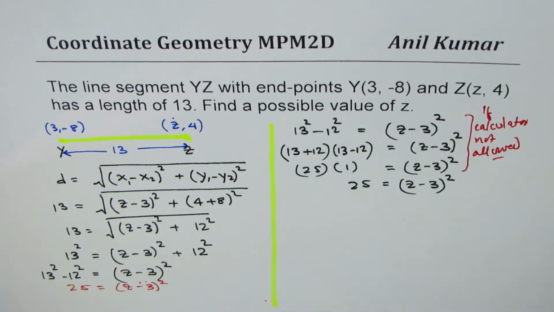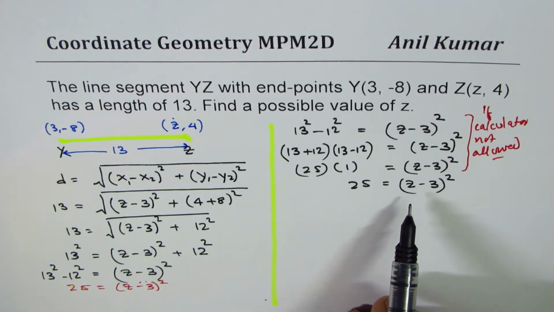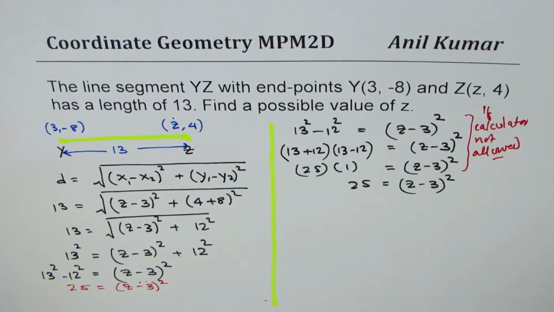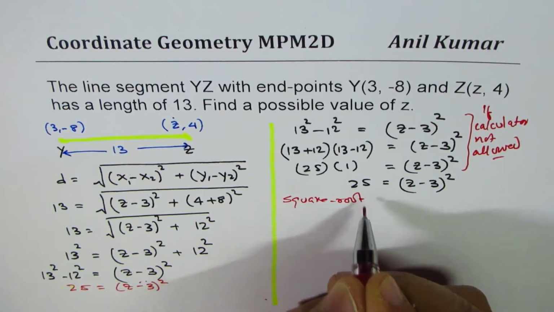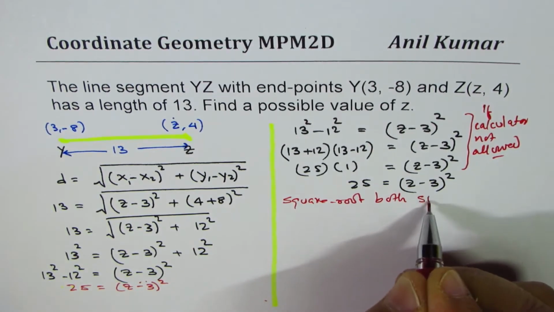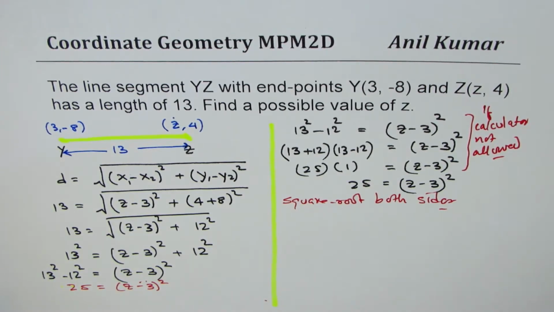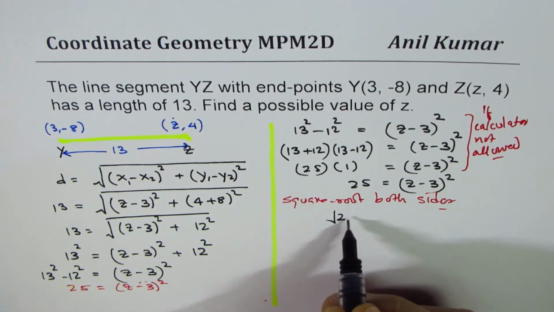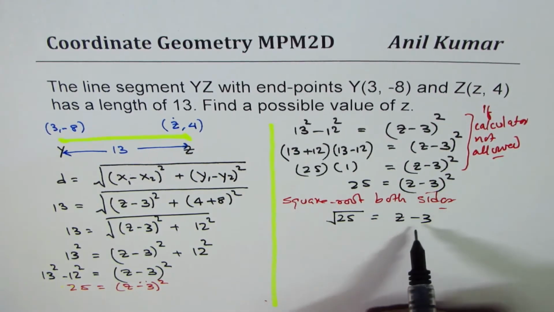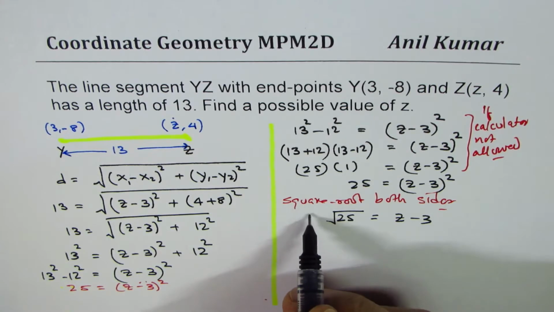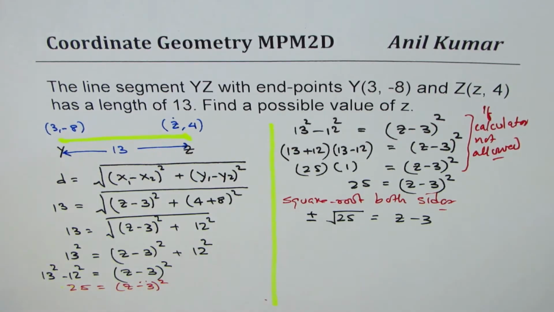Now how to solve after this? That's another very important thing. At this stage, you can take the square root on both sides. The idea of taking this question is to show you different ways of solving and not making any mistake. So when you do the square root of 25, what do you get? The right side is z minus 3. Don't forget to write plus minus. That is very critical. Don't forget to write plus minus, right?